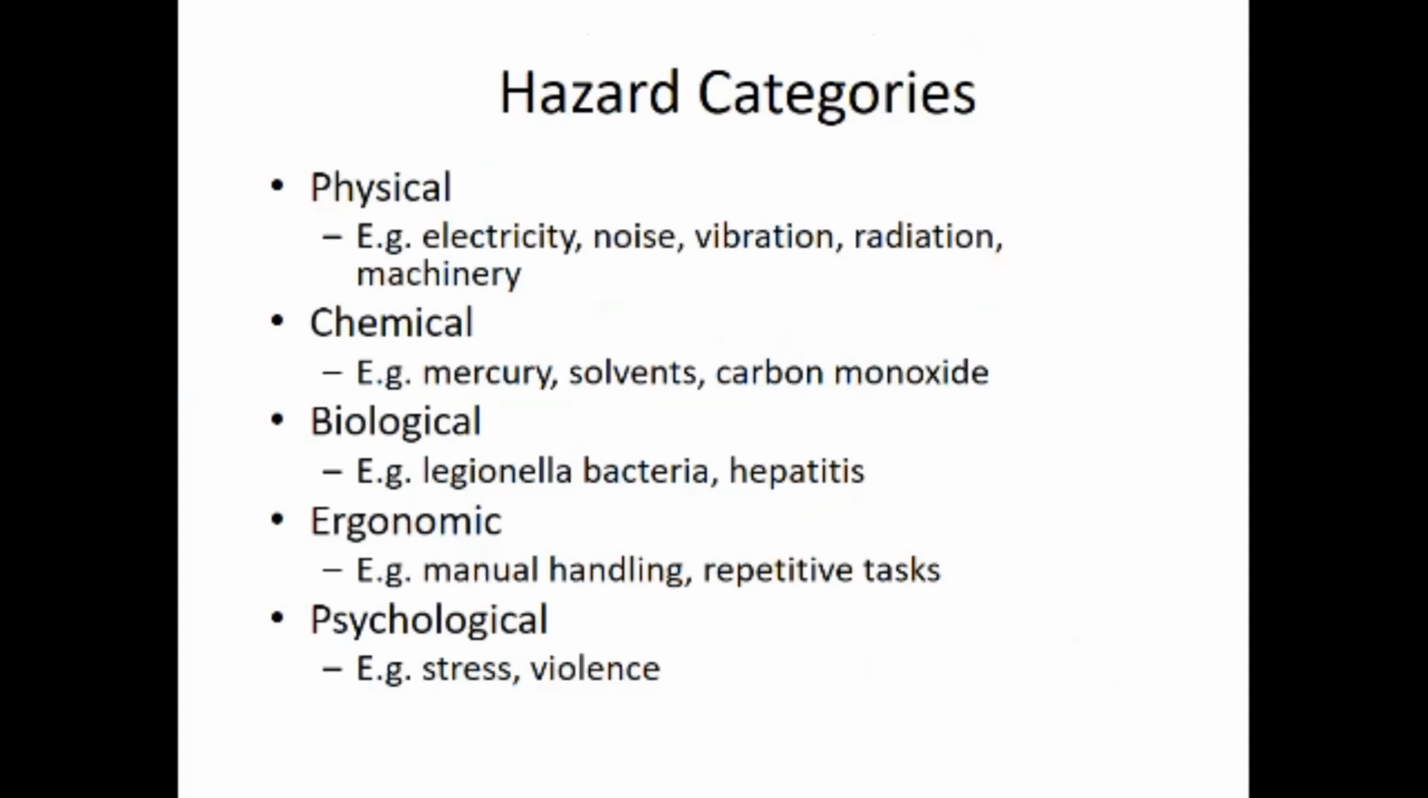Okay, the different types of hazards: physical hazards, chemical hazards, biological hazards, ergonomic hazards, and psychological hazards. Physical hazards include electricity, noise, vibration, radiation, machinery. Chemical hazards include, for example, mercury, solvents, carbon monoxide. Biological hazards include legionella, bacteria, hepatitis B, and also different diseases. Now the coronavirus and HIV come under the category of biological hazards. Ergonomic examples are manual handling and some repetitive tasks. Okay, these are the ergonomic hazards.